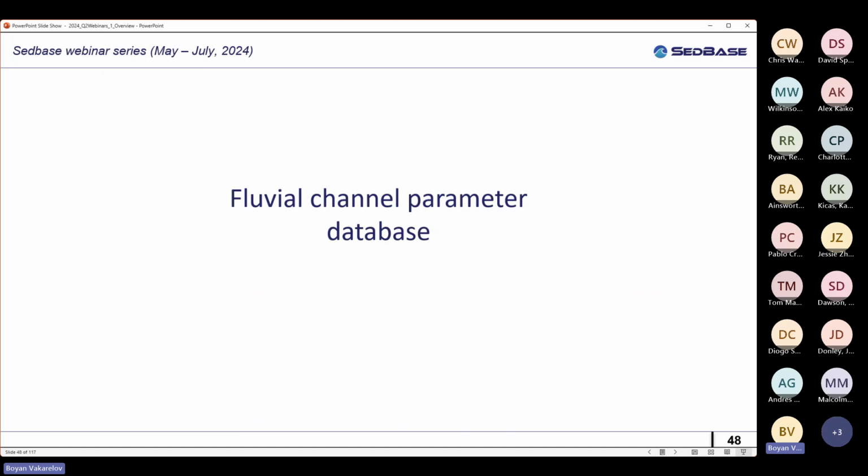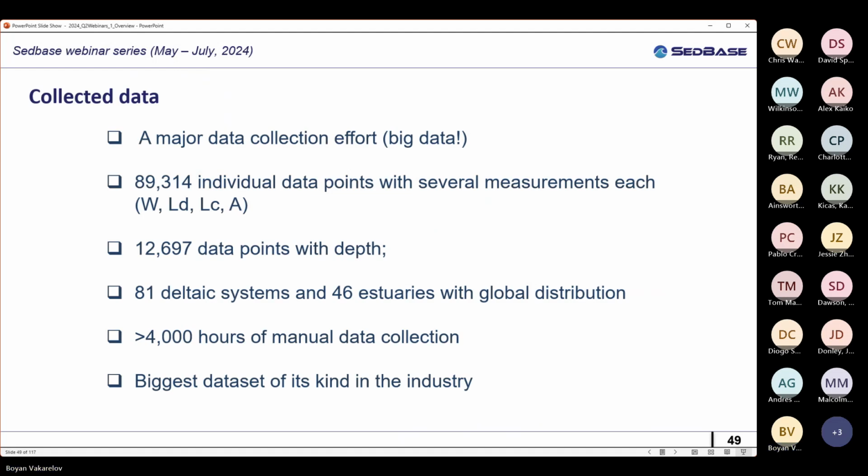So again, note the difference between a channel and a channel belt. The channel belt is the body of sediment that gets left behind after a channel is allowed to migrate for a while. The channel database itself is looking at the shape of the actual channels. So it is very important to understand the difference between a channel and a channel belt once you start using dimensional data in the database.